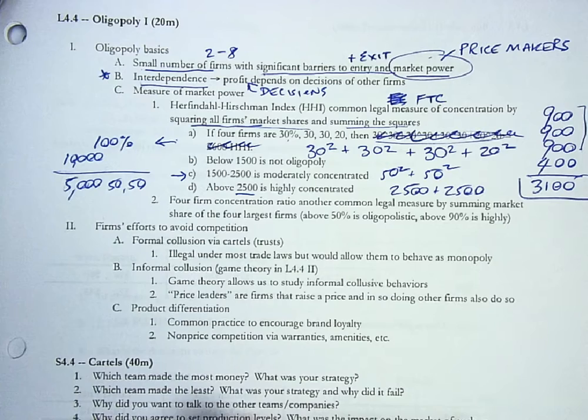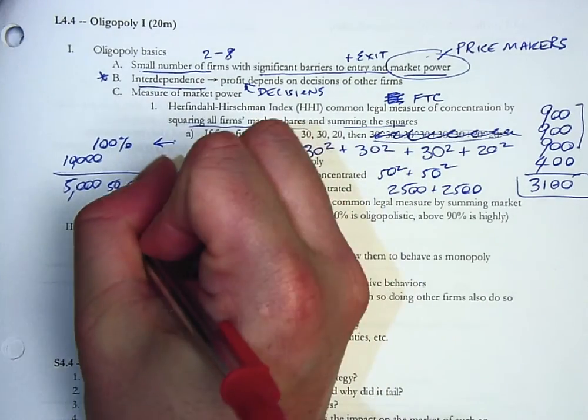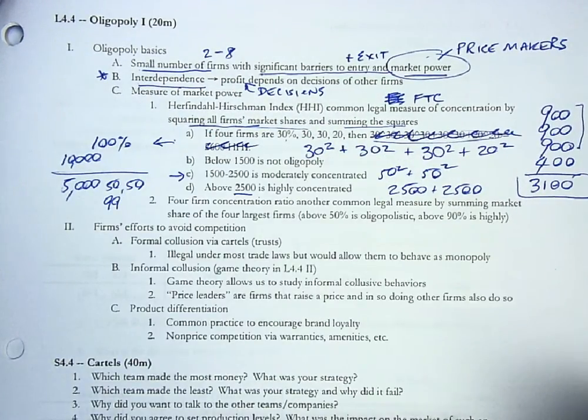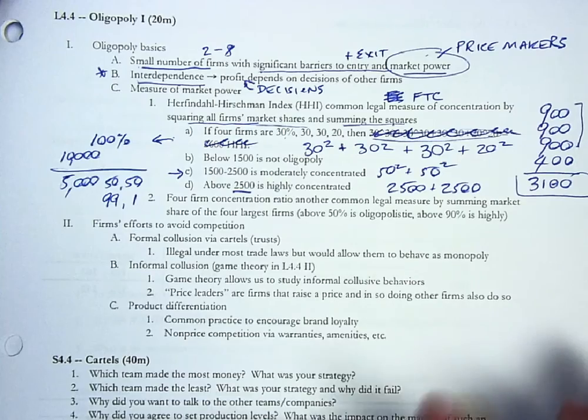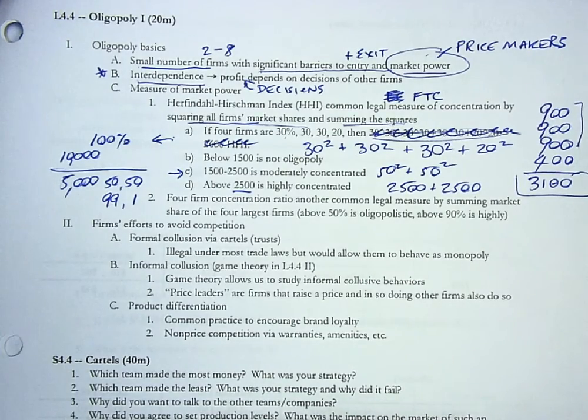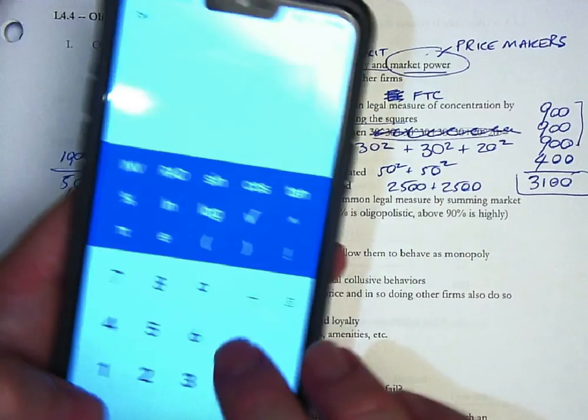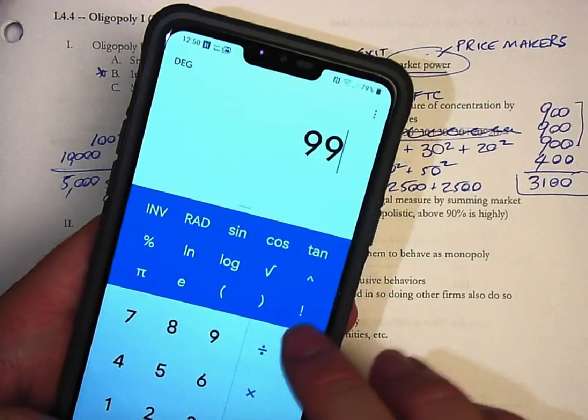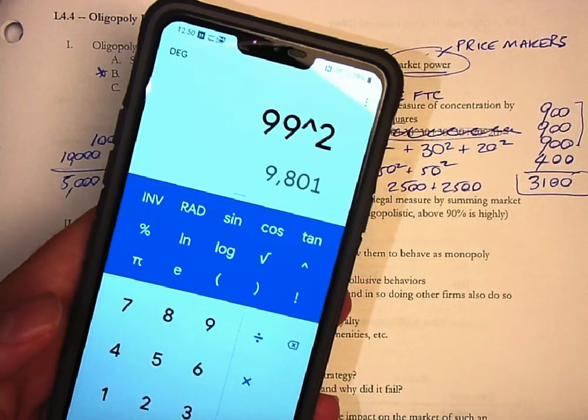Now, here's why the HHI is such a powerful thing. Imagine instead if you had 99% for one firm and 1% for the other. It's still a duopoly, still 2 firms, but 99 squared is 9,801.